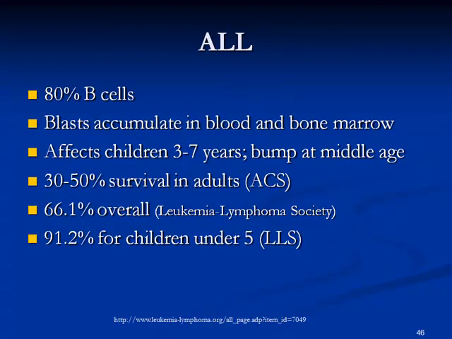So acute lymphocytic leukemia primarily is a B cell leukemia where we have those blasts, those immature cells accumulating both in the blood and in the bone marrow. Tends to affect young kids, although there is another peak of incidence in middle age. The survival rate for kids is always better than it is for adults in all the different types of cancer. So if you get these as a child, your survival rate is much higher. So 91% for kids under 5, which is not bad. 61% overall.